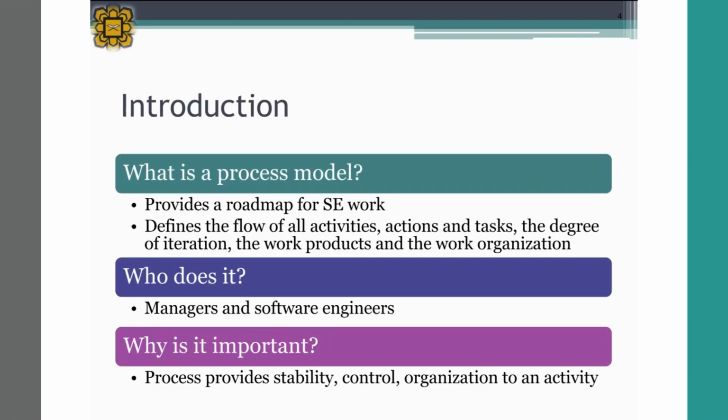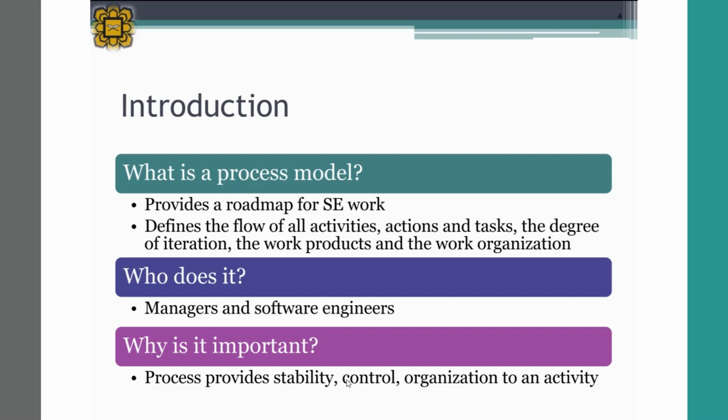So as an introduction, what is actually a process model? In the previous lecture, we have seen the process framework, and it's actually a continuation of that particular topic. So a process model provides a roadmap for software engineering work. That means it defines the flow of all activities, actions and tasks, and the degree of iteration, the work products, and also the work organization. That means this process model is actually like a guideline for any software development activities.